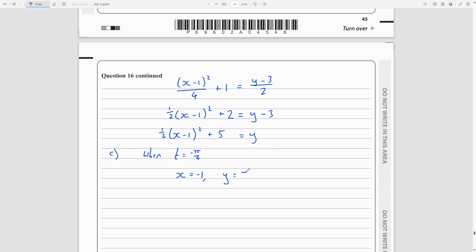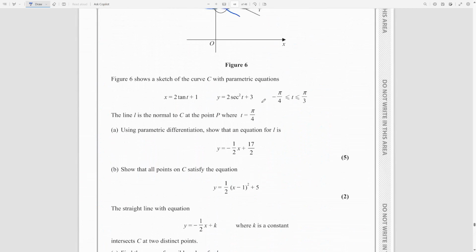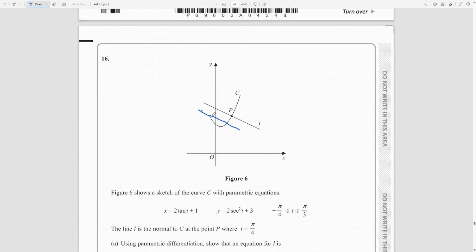So what is k if it goes to that point? Remember, y is minus a half x plus k. Well, if we sub this in, we get 7 equals minus a half times minus 1 plus k. So that's a half, subtract that from both sides, k equals 6.5. So when k is 6.5, we just graze the top there and we get 2 intersections.